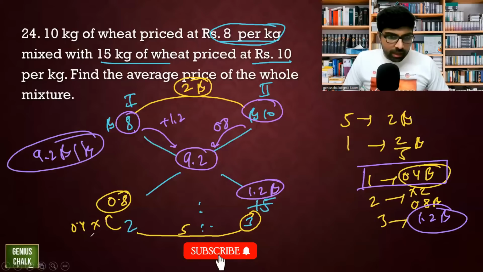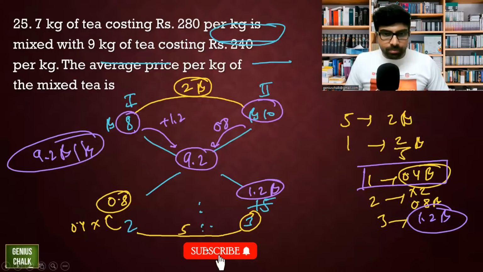A beautiful question. Next one. 7 kg of tea costing rupees 280 per kg. That's all.